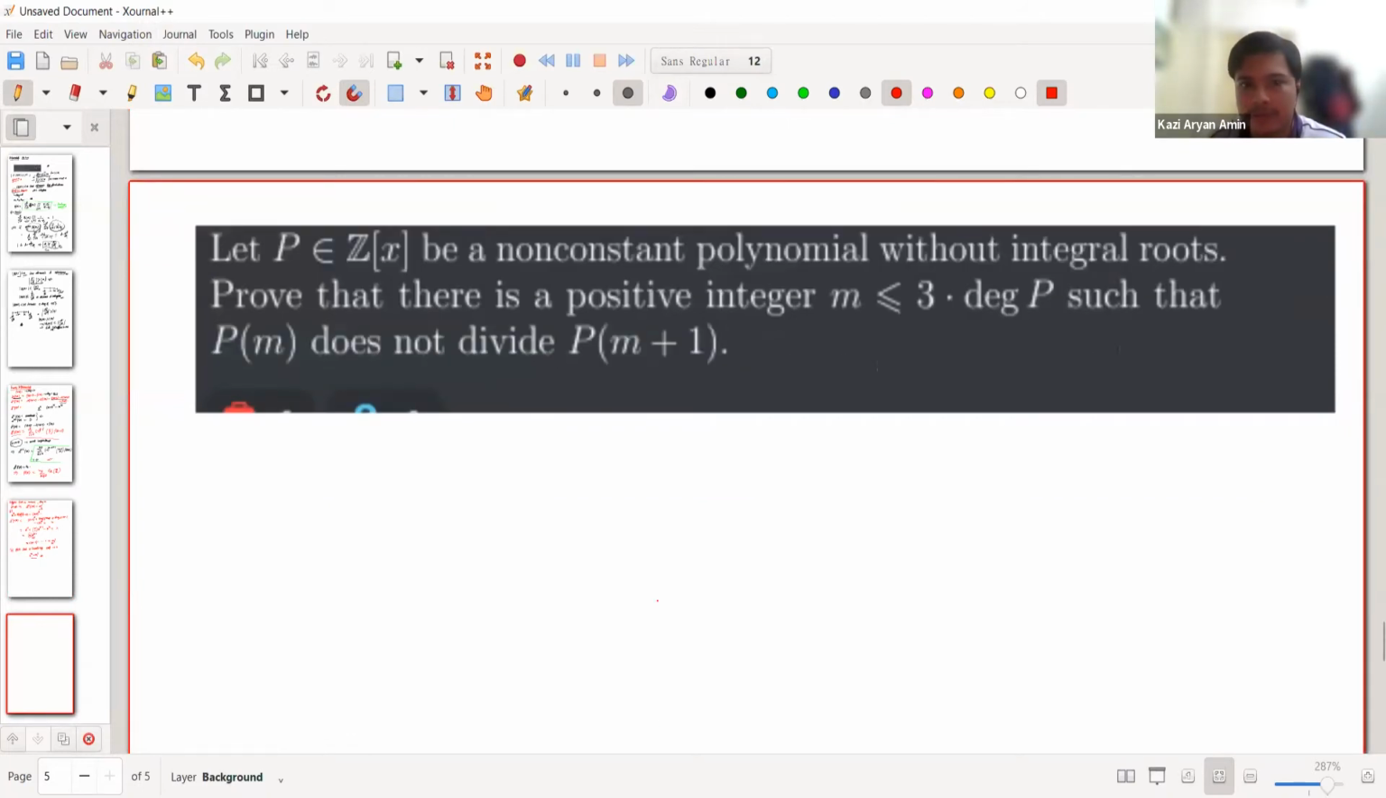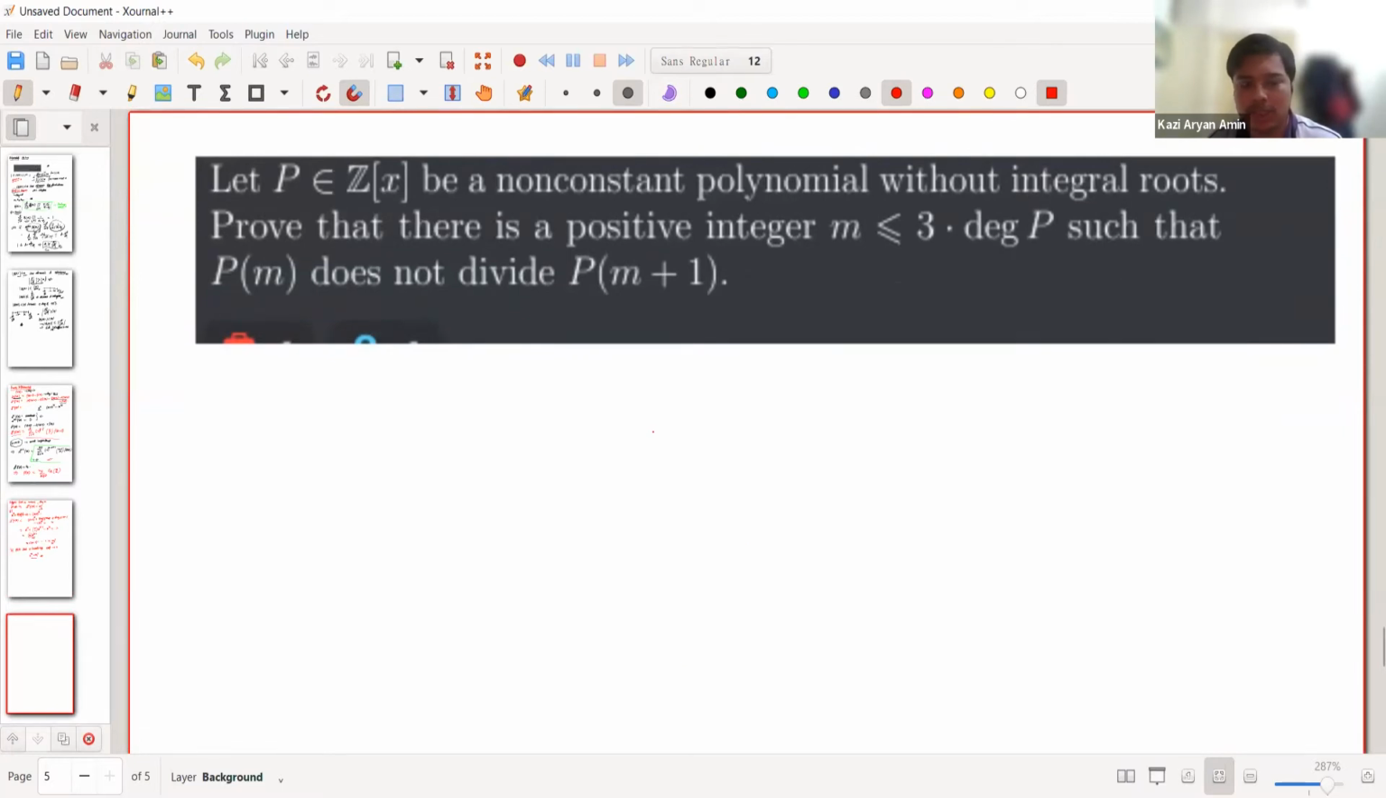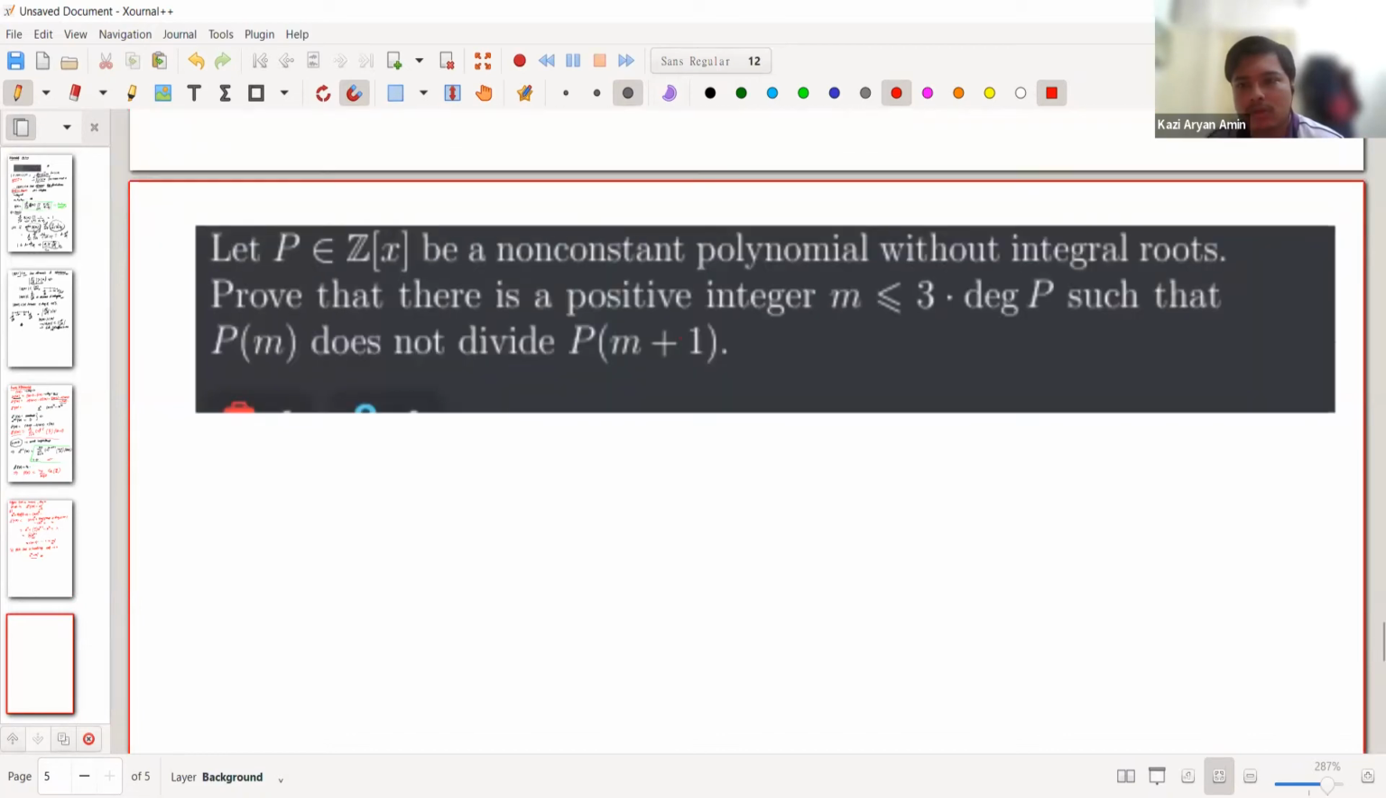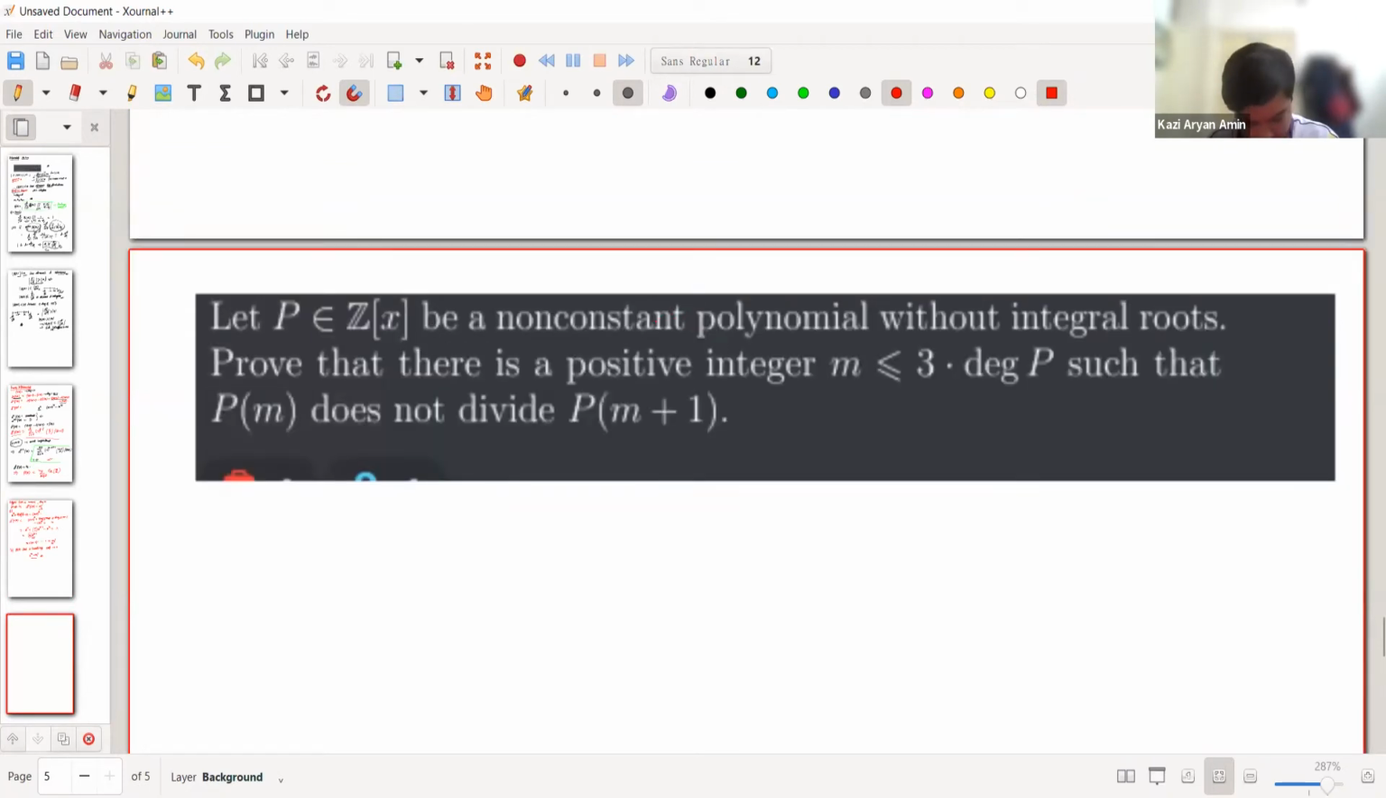Please try it for maybe 5 minutes, and the hint is obviously to use finite differences. It's not a very hard problem, I think, but I think this gives a good idea about how you can use finite differences.